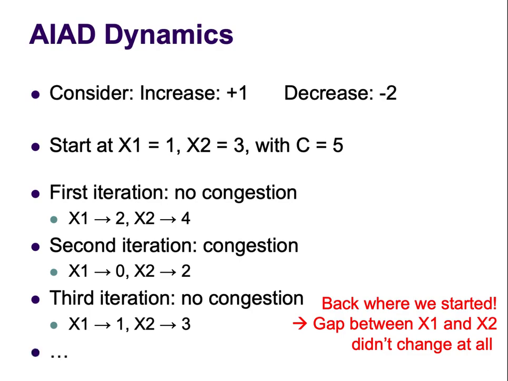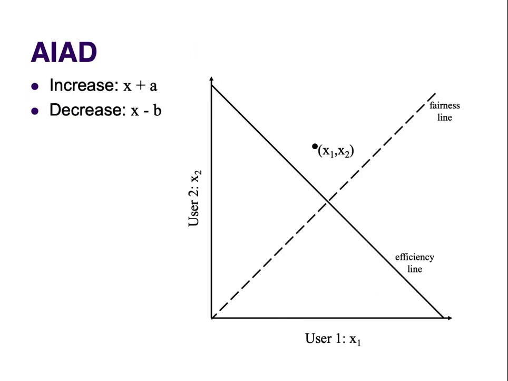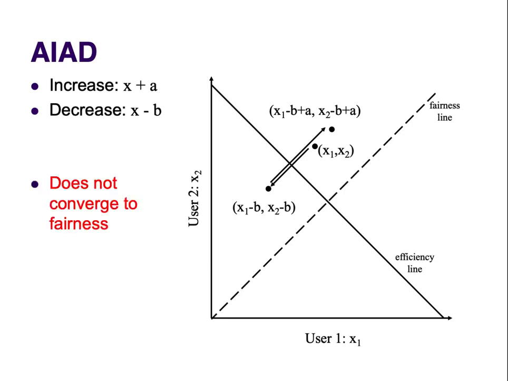Right? What that looks like in our graph here is that if you started with x1, x2, and you're doing AIAD, when you decrease, you move down along a line that has a slope of 1. When you increase, you're going back up along the same line with a slope of 1. So you're never moving your operating point towards the fairness line. Okay? Does that make sense to everyone? Okay. So it doesn't converge to fairness.